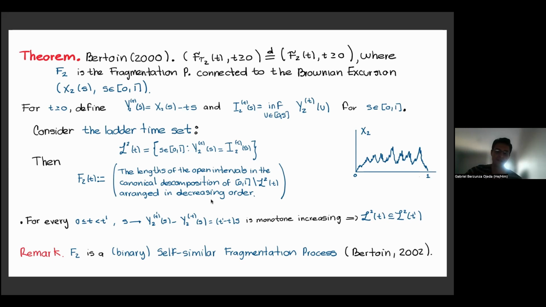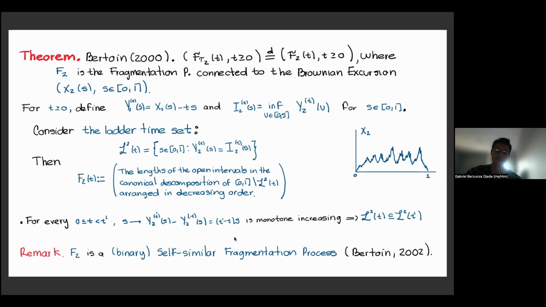And it's not difficult to see that there is some kind of monotonicity due to the way I define this process, this Brownian excursion with drift. And one can show that in fact this ladder time set is an increasing set in t. So that means that as t increases, you add more and more points to the ladder time set, meaning that the partition of your unit interval will become finer and finer, and you have smaller intervals, and therefore they will have smaller sizes. And again, you have a kind of fragmentation behavior.